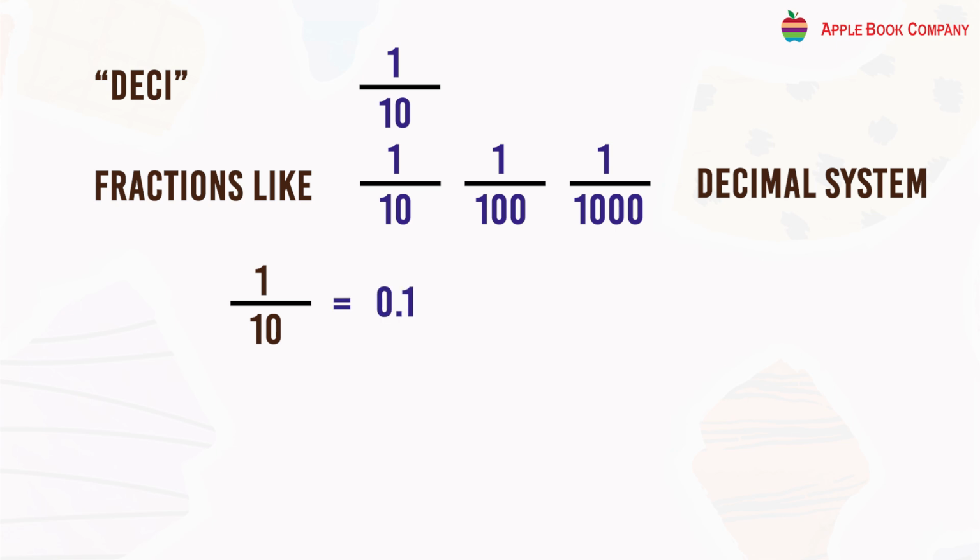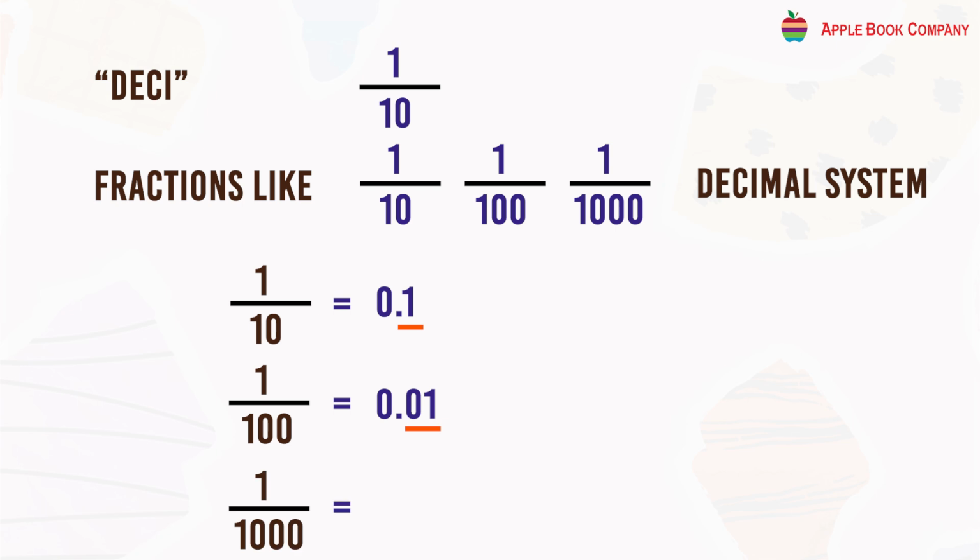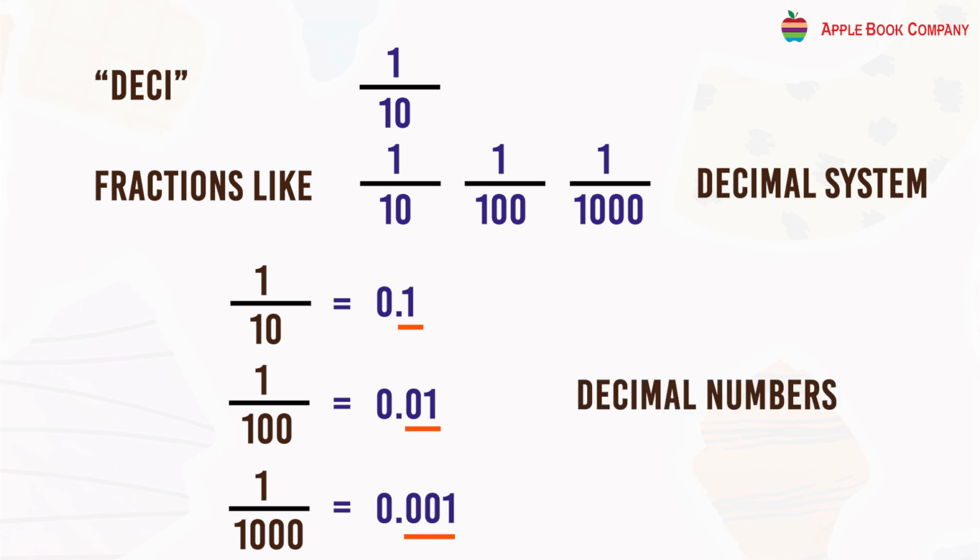1 zero in the numerator, 1 decimal place. 1 by 100 can be written as 0.01. 2 zeros in the numerator, 2 decimal places. 1 by 1000 can be written as 0.001. 3 zeros in the numerator, 3 decimal places. Numbers like 0.1, 0.01, and 0.001 are called decimal numbers.